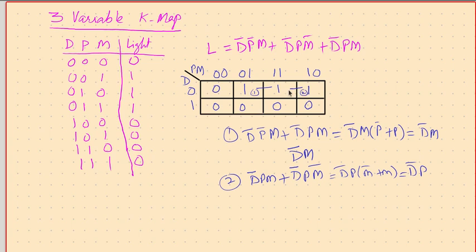If you just look at these two pair of cells, what is common? D is common for both the cells, so you should say D bar because it is 0. Then P is common. This is 1 here, this is 1 here, so P is 1, so we'll write P. And M is changing, so I don't write M. So this is one possibility, which says D bar M. Or this is another possibility which says D bar P. In other words, if you say D bar is common, then it is M or P. So that's a simpler way of solving it.